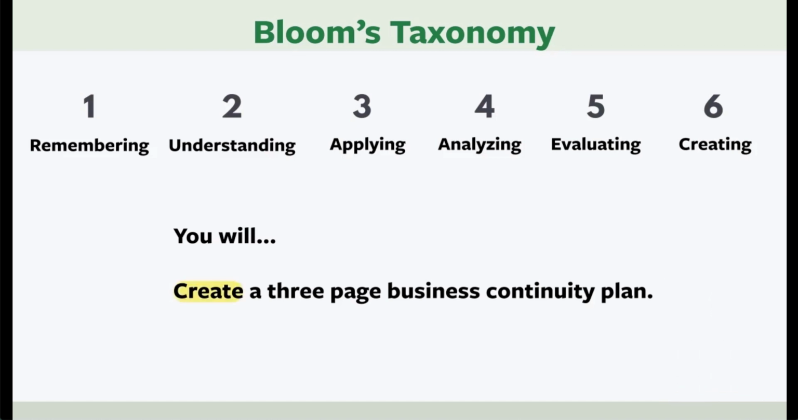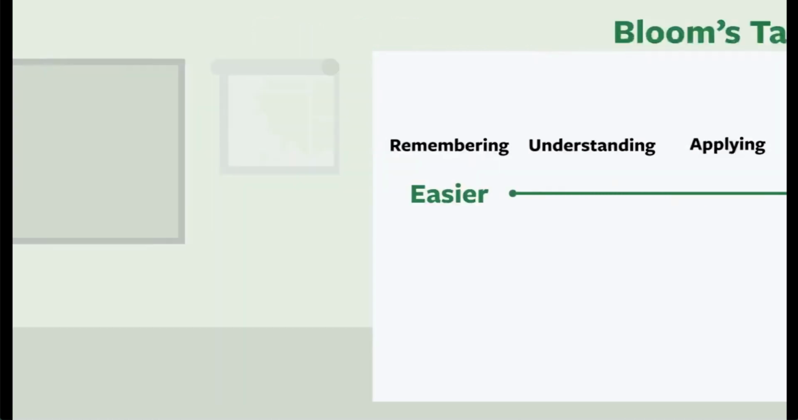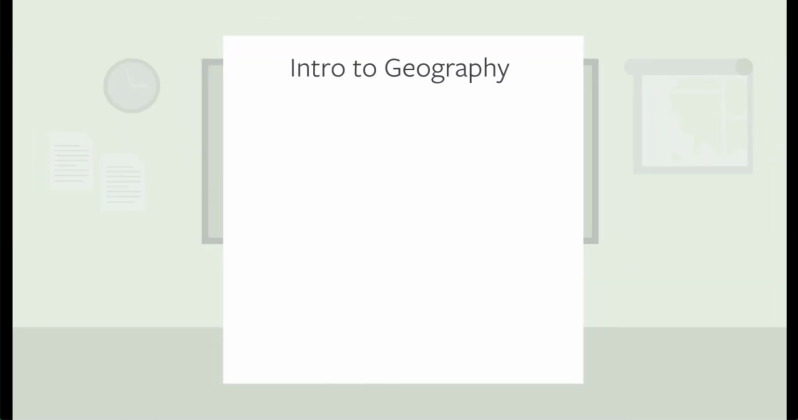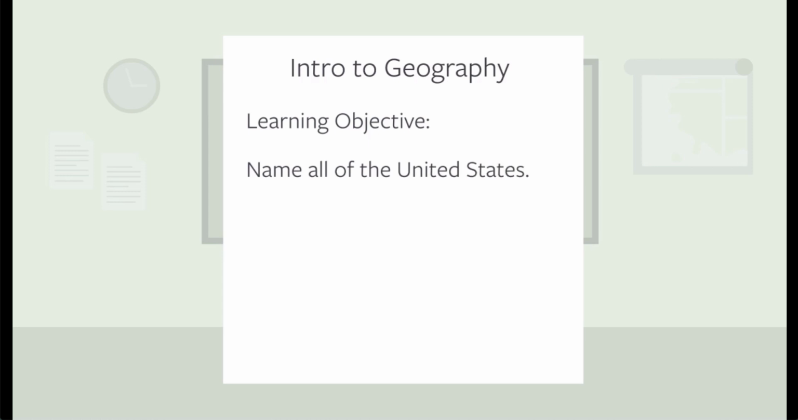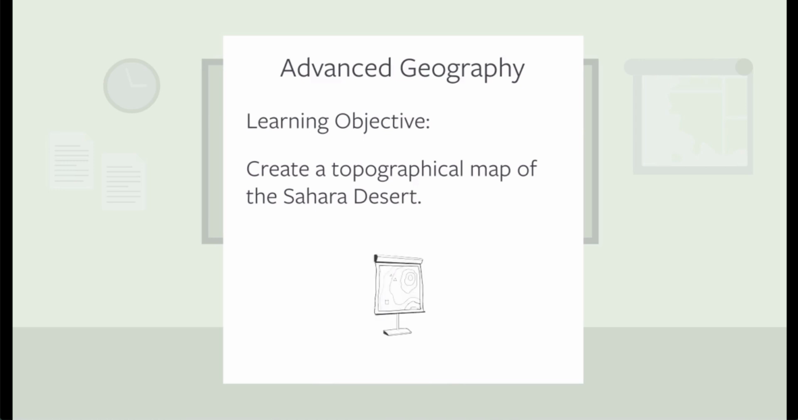The cognitive level of the learning objectives should correspond to the cognitive level in Bloom's hierarchy. Remembering is the simplest, and creating is the most complex to achieve. For example, an introductory class on geography would start with the remembering level. Students would need to list all the states in the United States of America to demonstrate what they remember. An advanced class on geography would include the creating level, where students draw complex topographical maps to demonstrate what they remember.